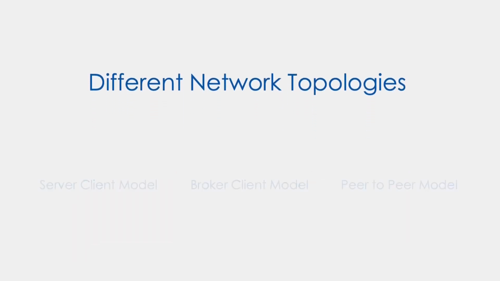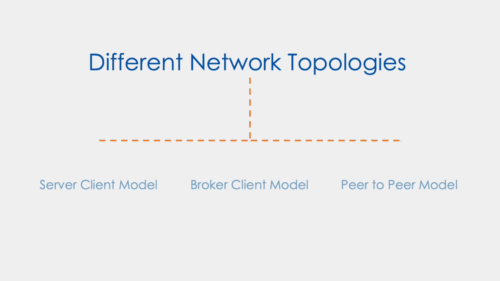There are different network topologies such as server-client model, broker-client model, peer-to-peer model. In all of these, the underlying network technology is not changing much, but rather how you connect the nodes themselves. What can be applied on different network device topologies? It is not constrained to any of them.